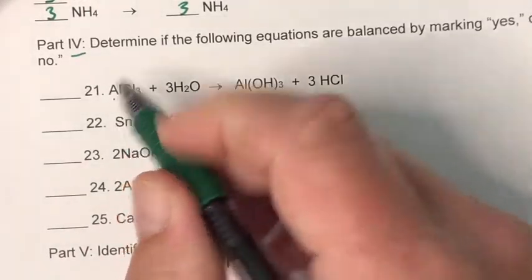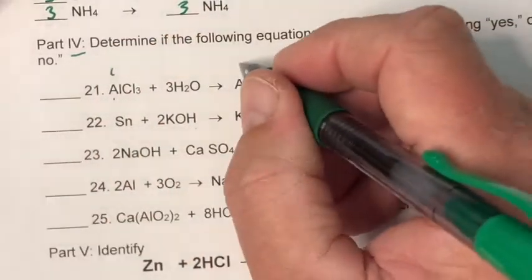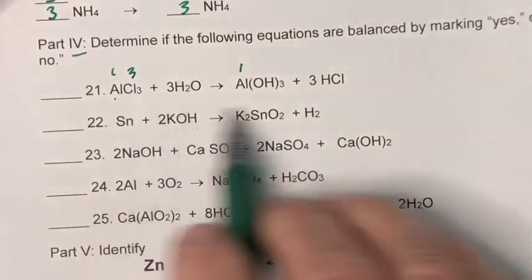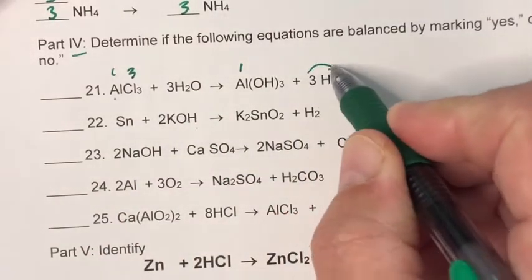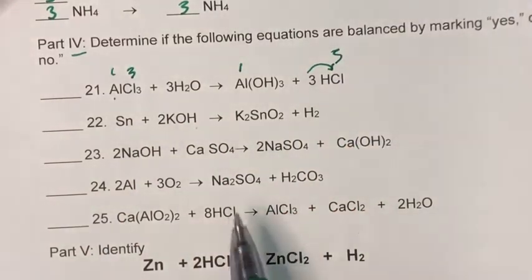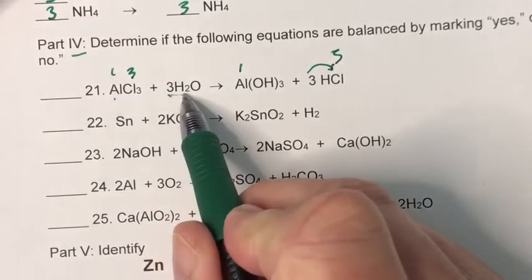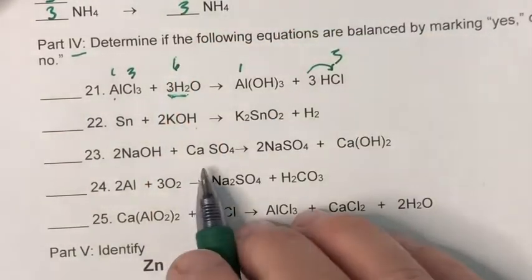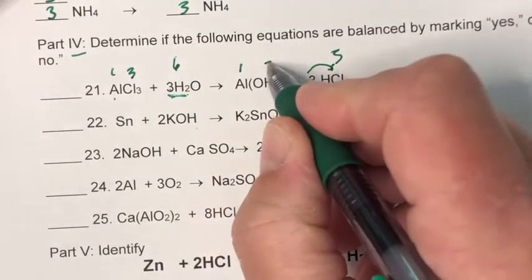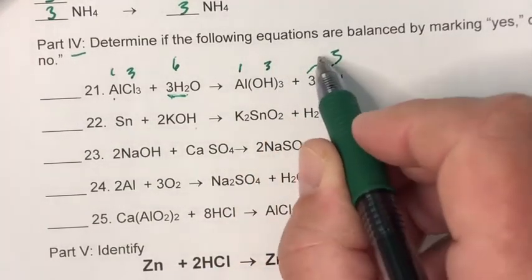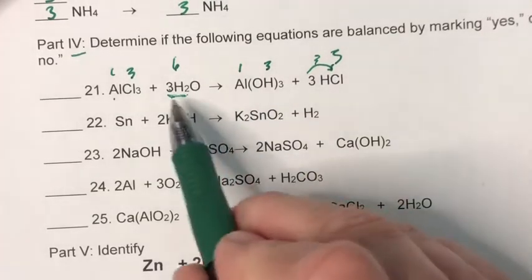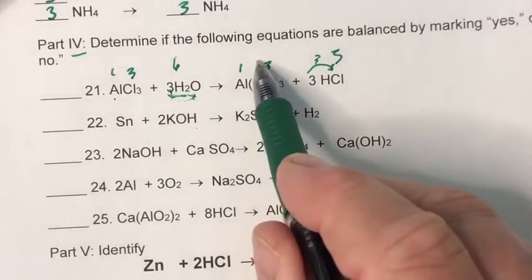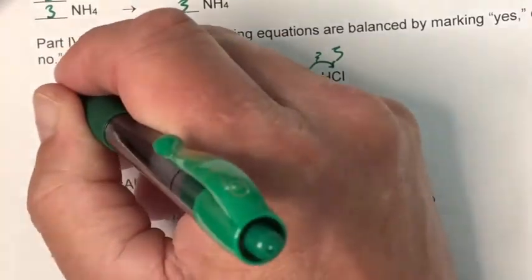All right, so we look. How many aluminums do we have here? We have 1 aluminum, 1 aluminum. That's good. We have 3 chlorides, and we look over here, and we have 3 chlorides. Okay, good. We have how many hydrogens? 3 times 2. We have 6 hydrogens here. And we look here, we have 3 hydrogens here, and we have 3 hydrogens here. That's 6. We have 3 oxygens there, and we have 3 oxygens there. This one is balanced.